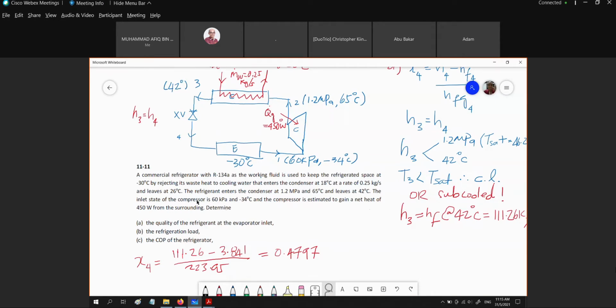So this is a commercial refrigerator with R134a as the working fluid. It's used to keep the refrigerated space at minus 30 degrees C. So the minus 30 degrees C is the refrigerated space. So maybe what I can do is just to put a chamber right here. This is the chamber.